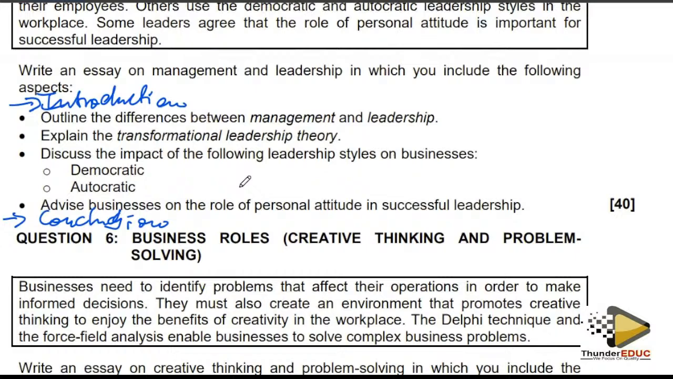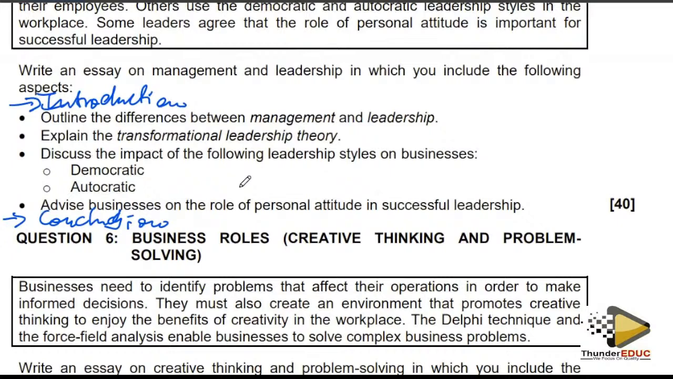Discuss the impact of different leadership styles on businesses. We have democratic and autocratic. Remember, democratic leadership style is where a leader involves subordinates when it comes to decision-making, while autocratic leadership style is where a leader takes a decision alone and doesn't involve any subordinate. Right. So now let's check out the impact.